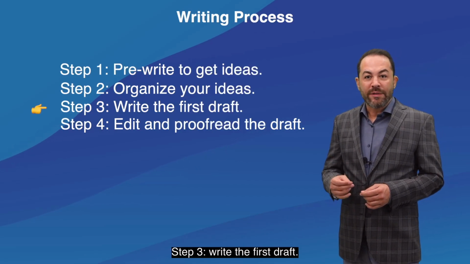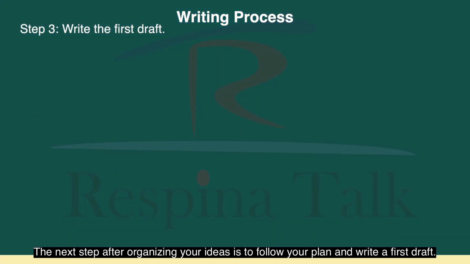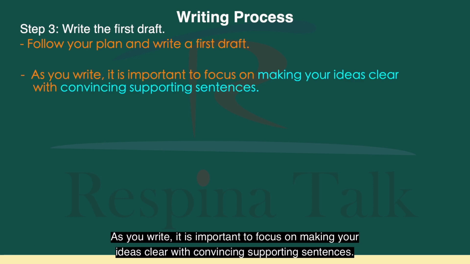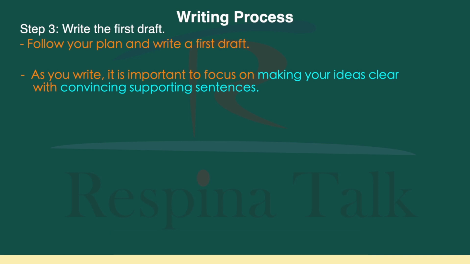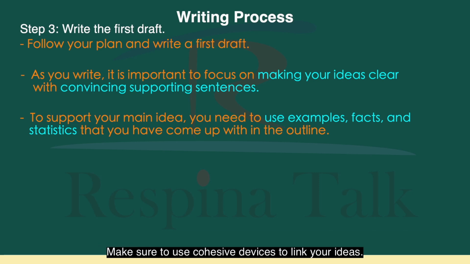Step 3, write the first draft. The next step after organizing your ideas is to follow your plan and write a first draft. As you write, it's important to focus on making your ideas clear with convincing supporting sentences. To support your main idea, you need to use examples, facts, and statistics that you have come up with in the outline, and start putting these ideas together in sentences. Make sure to use cohesive devices to link your ideas.